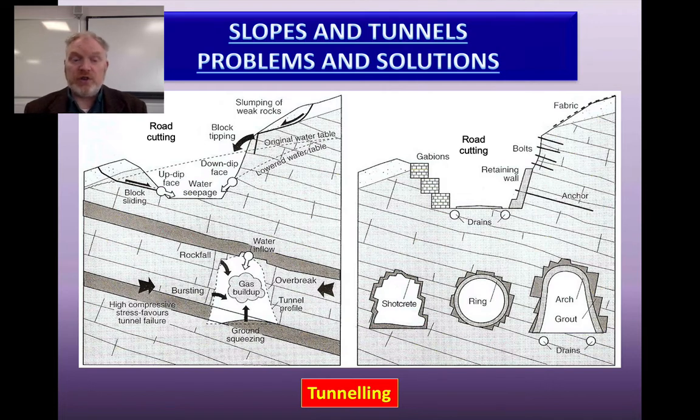Depending on the nature of the rock, we could even have gas building up. You know, if there's, for example, coal seams nearby, you might get methane in there. So there's a whole host of different problems that tunneling can cause.